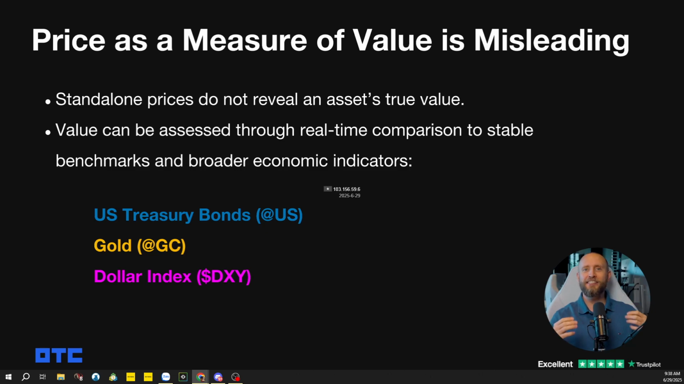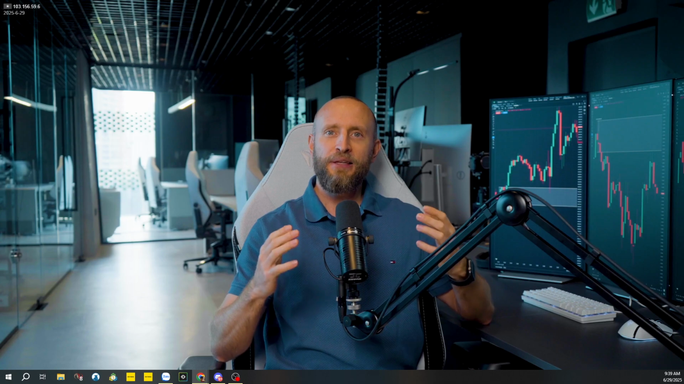To determine an asset's true value, we turn to our valuation indicator, which compares in real time an asset's price to key economic benchmarks, helping us assess whether it's overvalued, undervalued, or fairly priced. The three critical benchmarks we use are: first, US Treasury notes or interest rates; second, gold; and third, the dollar index. By analyzing these comparisons, we move beyond standalone price movements and gain a clearer, more objective measure of value. Let's take a close look at each of these three benchmarks to better understand how and why they are used.